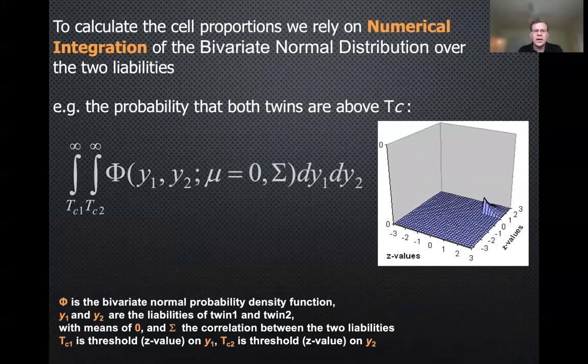And so when we calculate the cell proportions, what we're going to do is integrate over the bivariate normal distribution across two liability dimensions. So if we're looking for the probability that twins are both above the threshold, we're going to integrate from the threshold to positive infinity for twin one and the threshold to positive infinity for twin two. And that's what we're going to see right here.